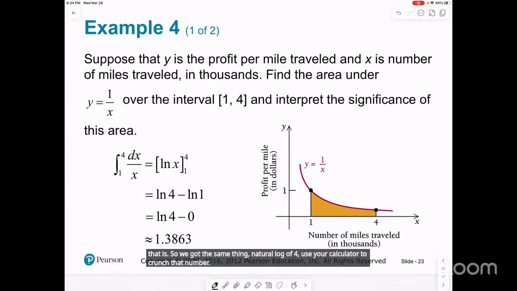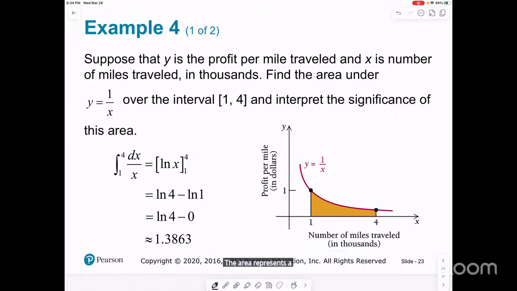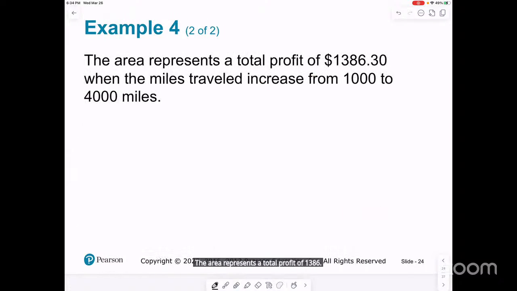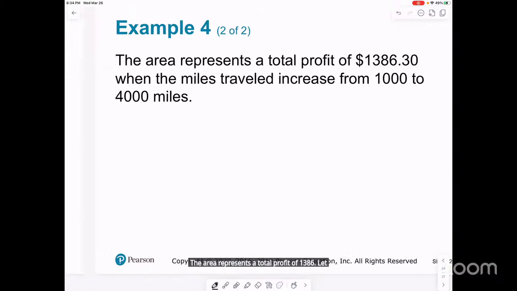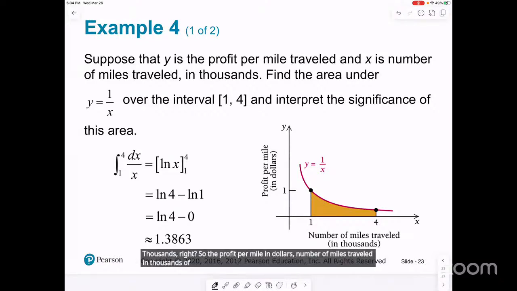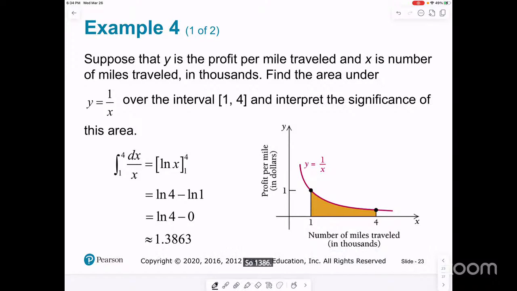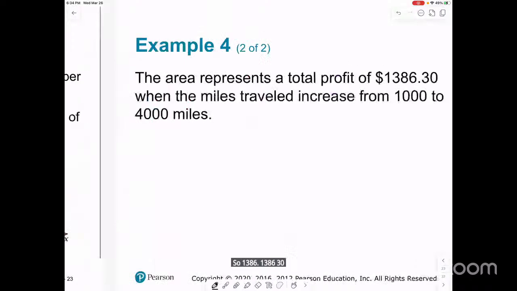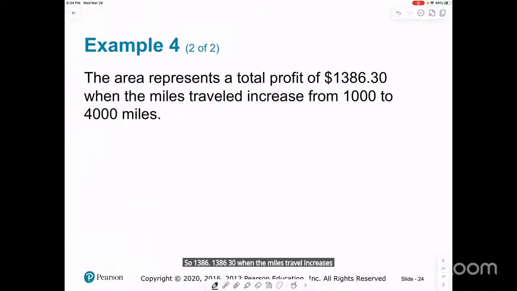The area represents a total profit of 1386. Let me see, thousands, right? So profit per mile in dollars, number of miles traveled in thousands of miles. So that means your result you got to multiply by 1,000. So 1386.30 when the miles traveled increases from 1,000 to 4,000 miles. Okay.